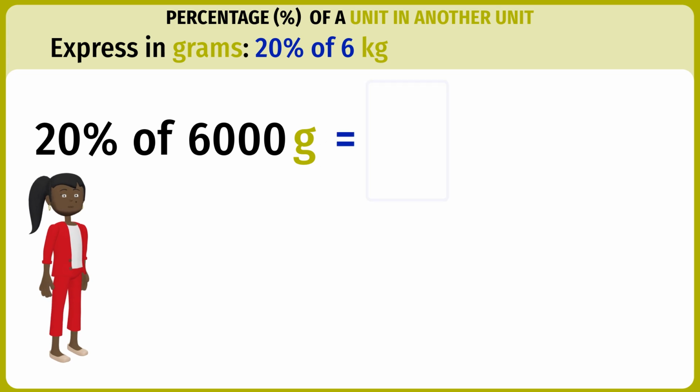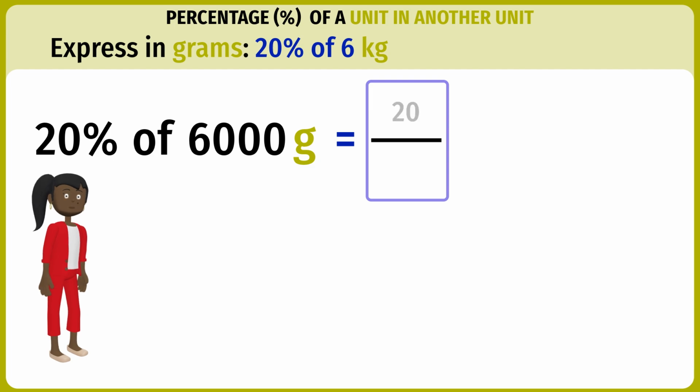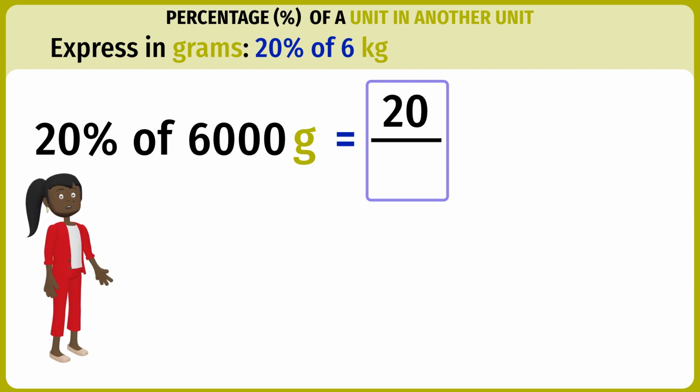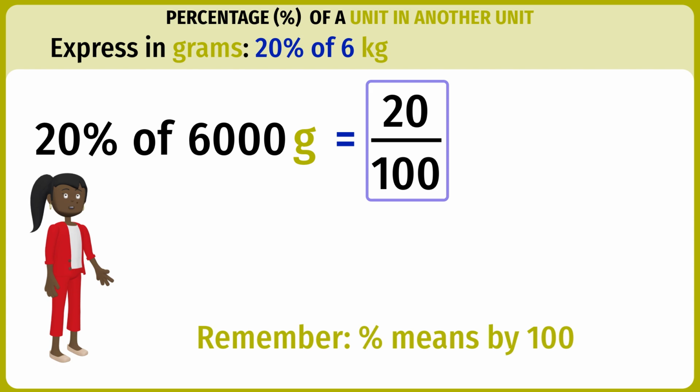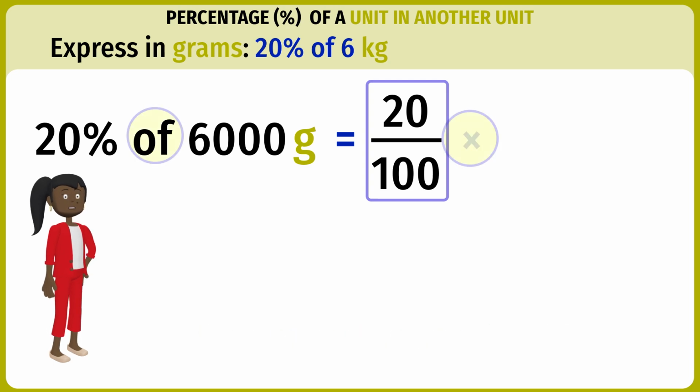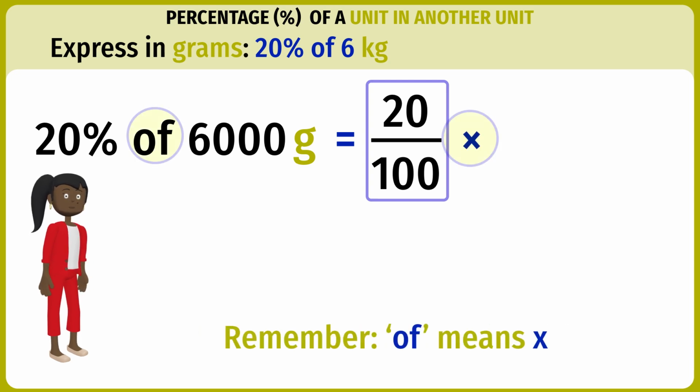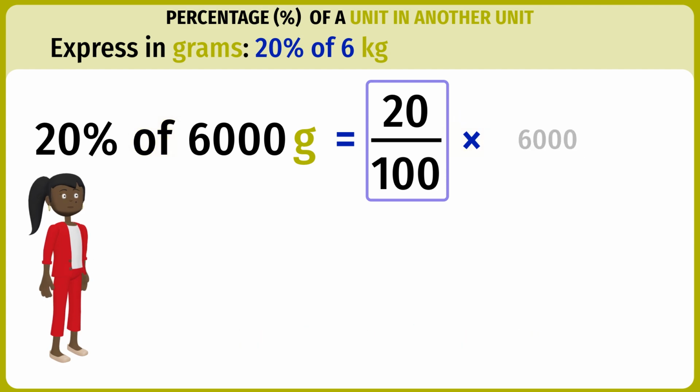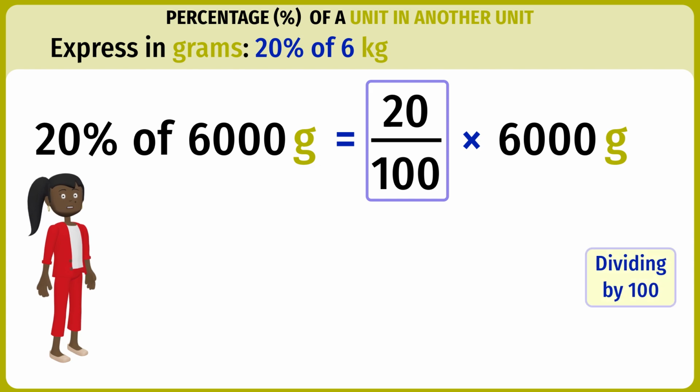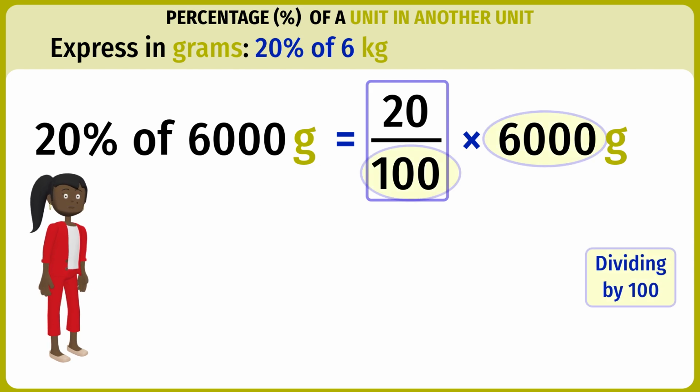6,000 grams equals. Percent means per 100, or by 100. So 20% means 20 by 100. Of is the same as multiplication. So it comes to 20 by 100 into 6,000 grams. Now this has to be reduced to the lowest fraction.